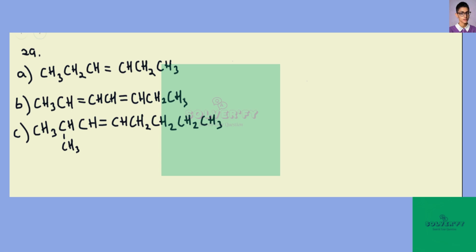And if we look at 29, I'll just draw out the first to kind of illustrate what I'm talking about. We have a carbon-carbon double bond, and we can have a hydrogen and a methyl group. And the same over here.